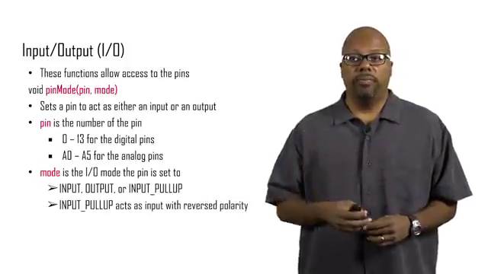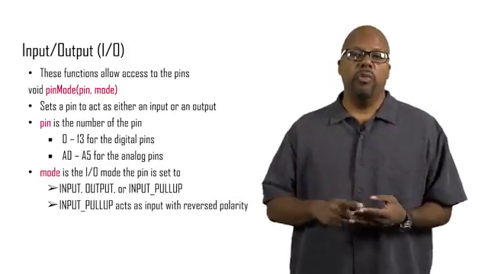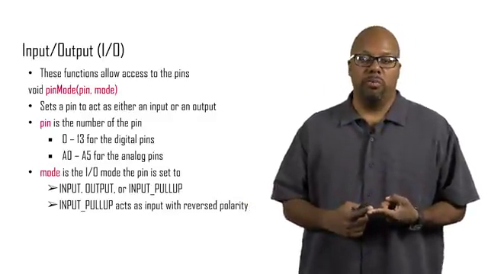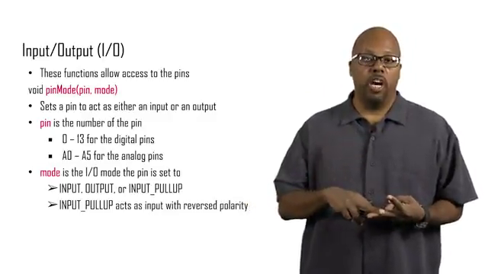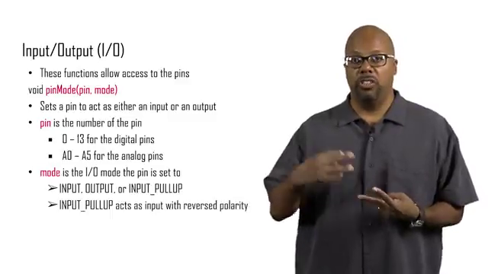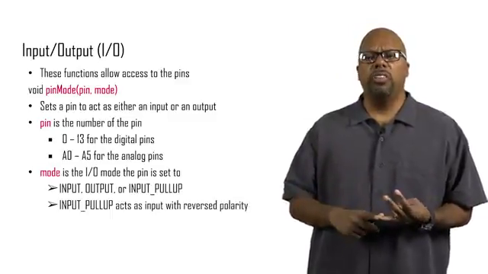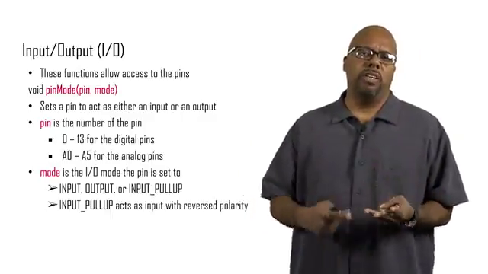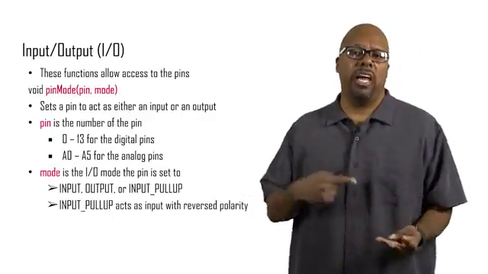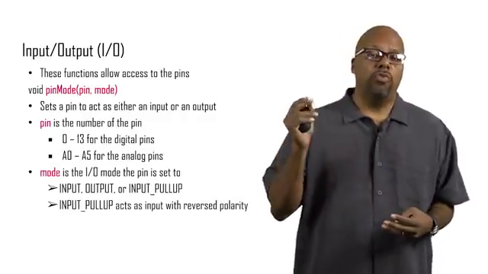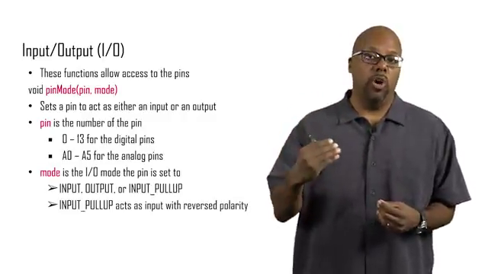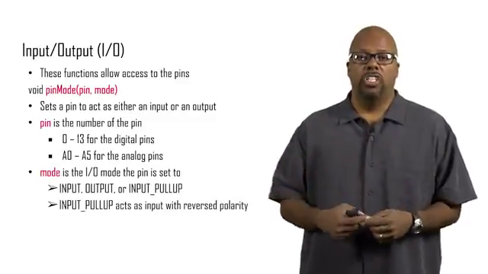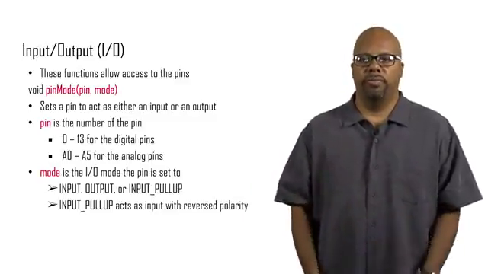Then the mode, which is the second argument, there are three possible modes. The first mode is INPUT, and that means you want this pin to be an input pin. The second mode is OUTPUT, which means you want it to be an output pin. You're going to drive values onto it. The third mode is INPUT_PULLUP. So INPUT_PULLUP, basically what that does is it makes the pin act like an input, but it reverses the polarity. So when they drive 0 volts on it, when they drive it low, you read it as a high. Or when they drive a high, you read it as a low. So it's a reverse polarity input.